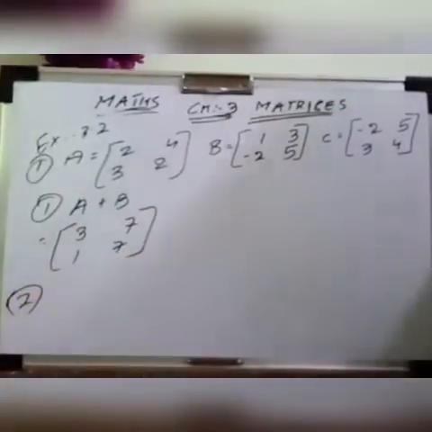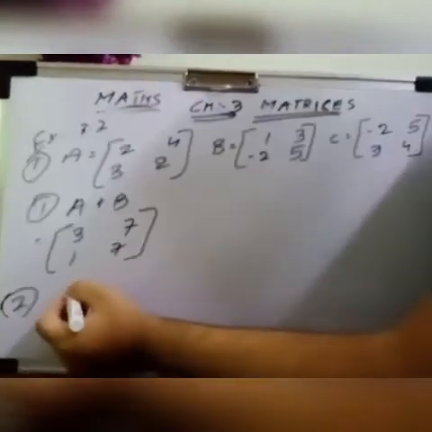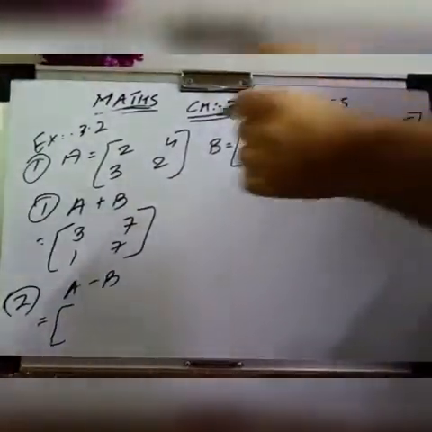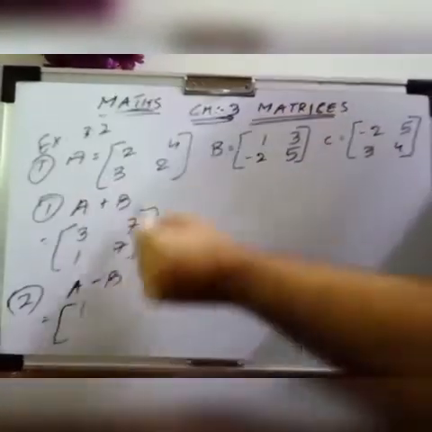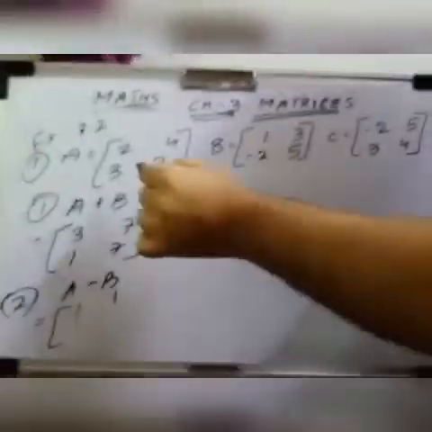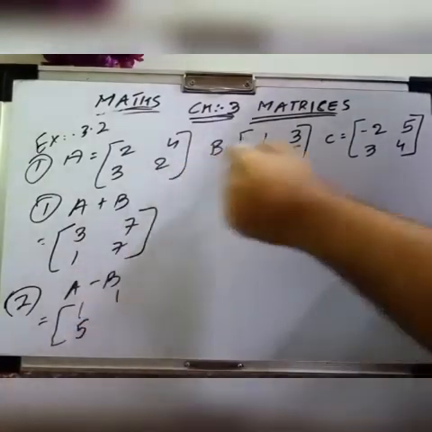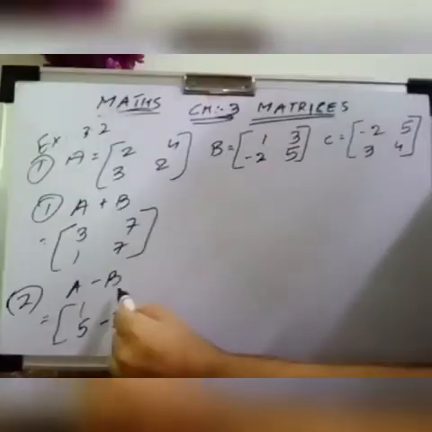Next question B. Second question is you have to subtract A minus B. So if I subtract A and B, then 2 minus 1 I will have 1, 4 minus 3 I will have 1, 3 minus minus, that is plus 2, I will have 5, and 2 minus 5 I will have 3, right.